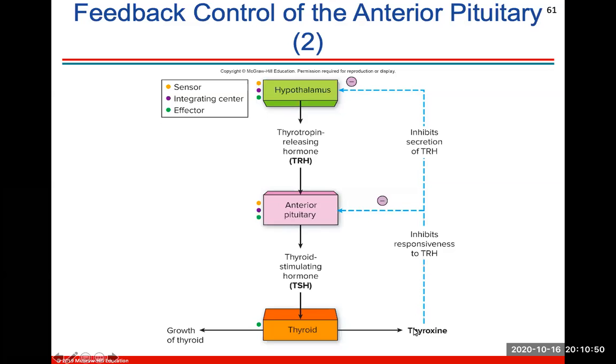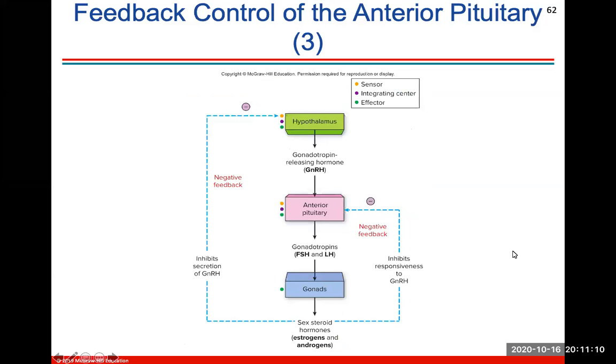This negative feedback loop basically just tells us that if there's enough thyroxine in the blood system, negative feedback will be sent up and have a negative feedback response on your anterior pituitary as well as your hypothalamus. And it'll tell them, hey, we have enough thyroid hormones, you can shut off the system. This is another look at the negative feedback loop.